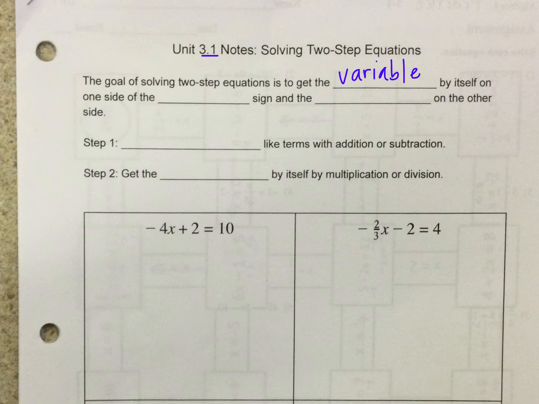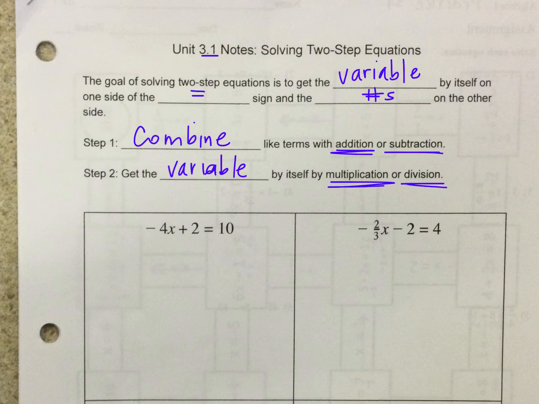itself on one side of the equal sign, and get the numbers on the other side. So step one, we're going to combine like terms with addition or subtraction. And after that, step two will be to get the variable or the letter by itself by multiplication or division. So this is kind of opposite of PEMDAS, or Please Excuse My Dear Aunt Sally. First we add and subtract, and then we'll multiply and divide.